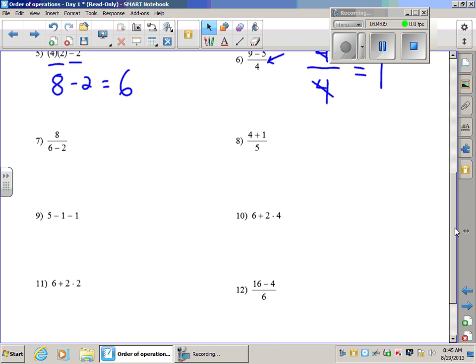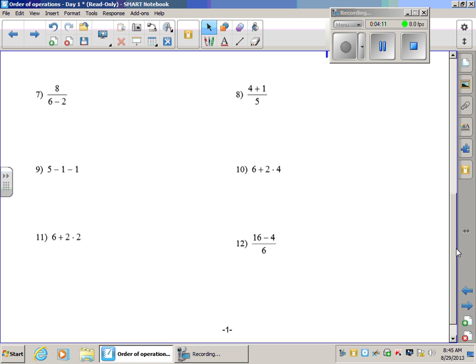Number 7, this time you have a quantity on the bottom of the problem, the 6 minus 2. Again, it's an understood parentheses, so that goes first. So you have 8 divided by the quantity 6 minus 2, which is 4. 8 divided by 4. Well, maybe you know what this answer is, and maybe you don't. So what are the factors of 8? Well, 4 times 2 is 8, divided by 4. The 4's cancel because there's 1 on top and 1 on bottom. Your answer is 2.